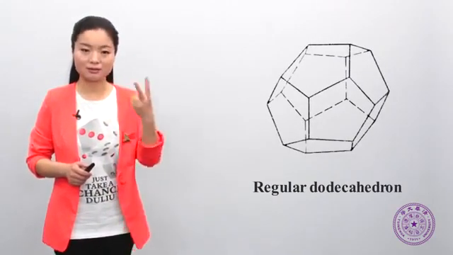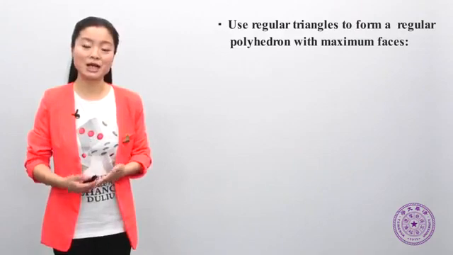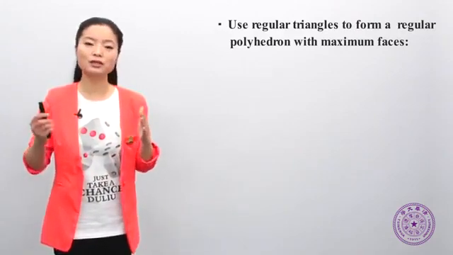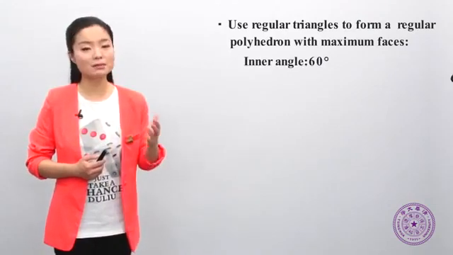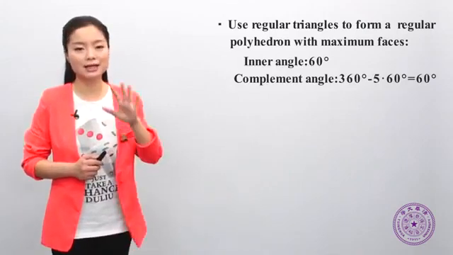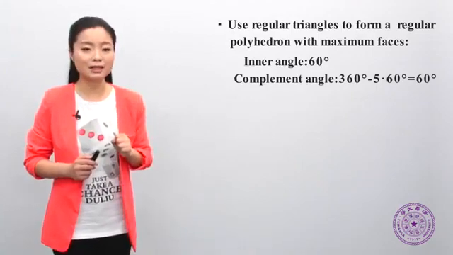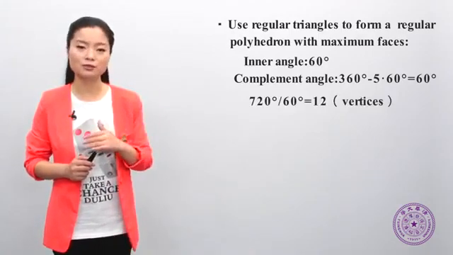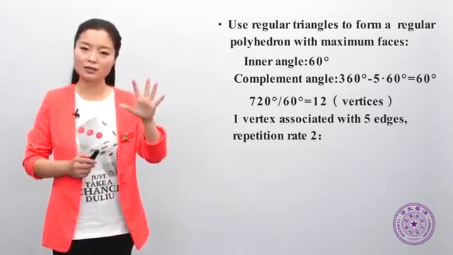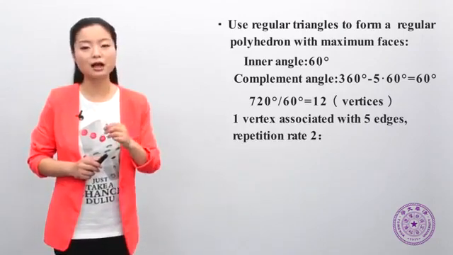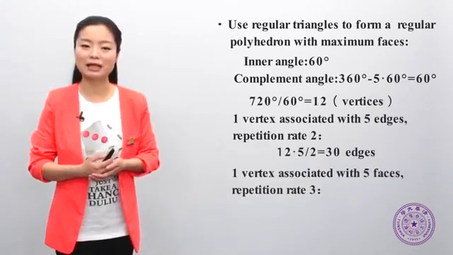If we want to build the regular polyhedron with the most faces, what kind of convex polygon will it be? The inner angle is 60. Then from 360, we subtract 60 as many times as possible, while still leaving a positive complement: it can subtract 5 times. Therefore, a vertex should correspond to 5 inner angles, whereas its complement angle is 60. Use 720 divided by 60, which means it contains 12 vertices. Each vertex will be connected to 5 edges, where the repeatability is still 2. Therefore, 12 multiplied by 5, then divided by 2, is exactly 30 edges.